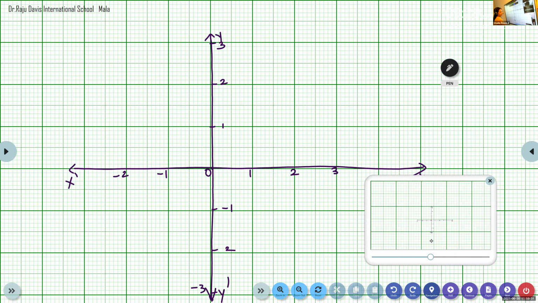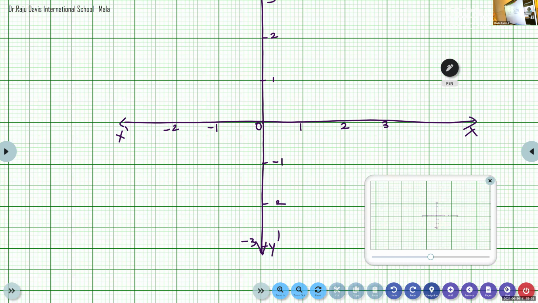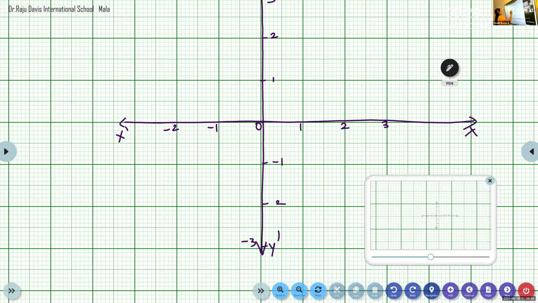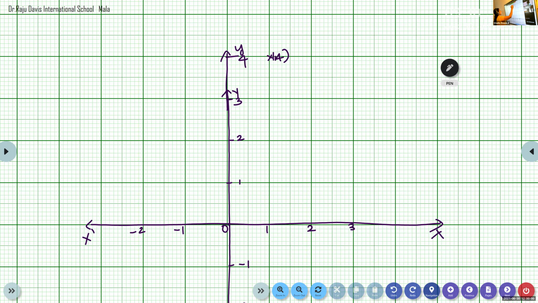Now which are the points, children? Which are the points we got here? 1, 4 is one point, 2, 3 is the next point. X is 1, y is 4, so I am taking this point. I am extending this line, y. So this is 4. 1 comma 4 is 1 point. And what is the next point? When x is 2, y is 3. So 2 comma 3.